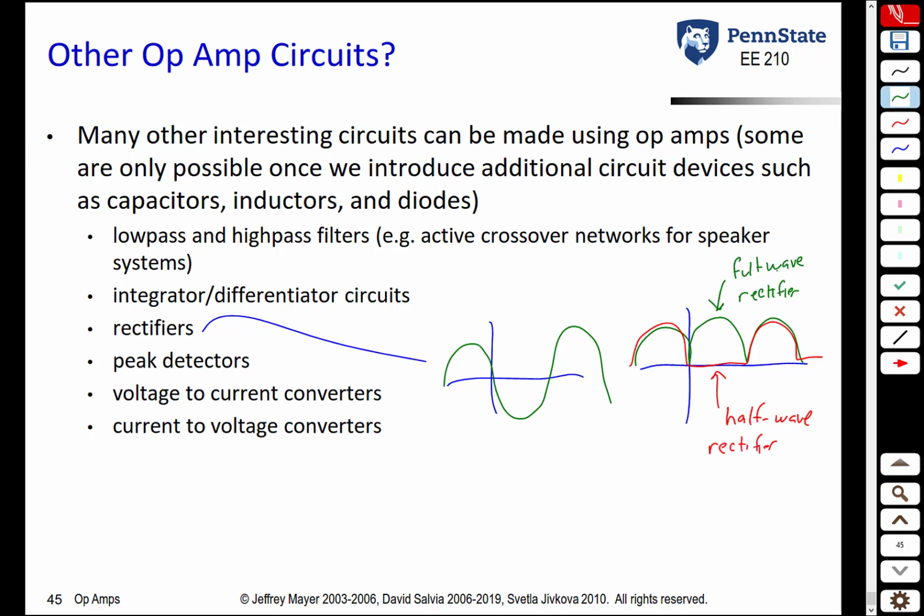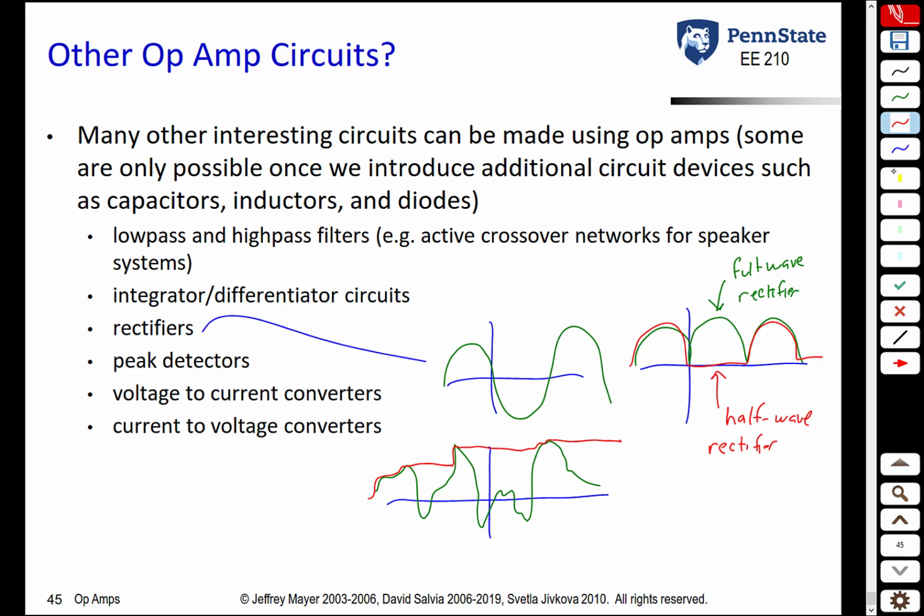There's also a peak detector. So a peak detector basically keeps track of what the maximum voltage of the signal is. So let's say the input looks something like that. What a peak detector would do is it would follow the signal until it hits a maximum, and then it just holds on to that until it gets to the new maximum. That is a peak detector. There's also voltage to current converter. It basically takes a voltage signal and creates a current proportional to that. A current to voltage converter does the exact opposite.